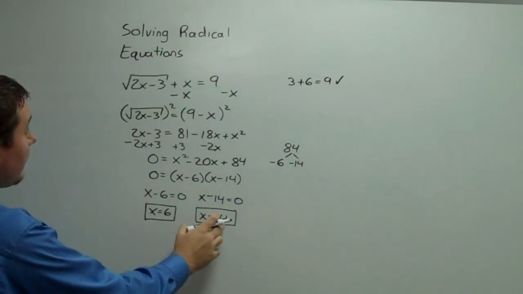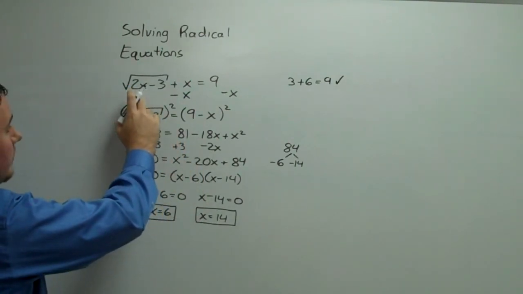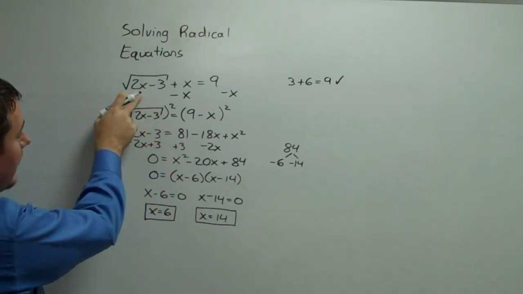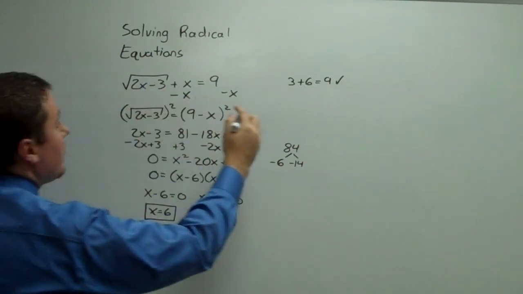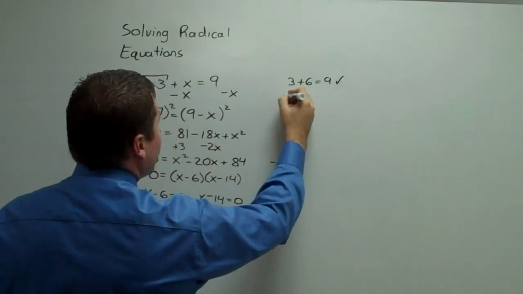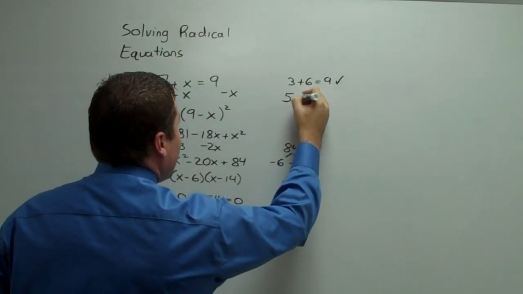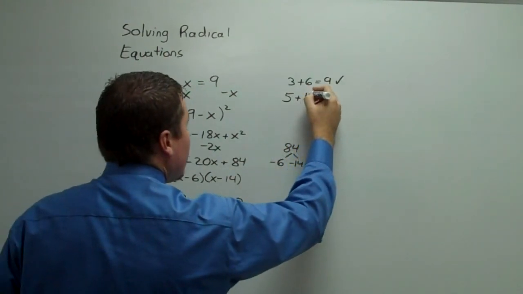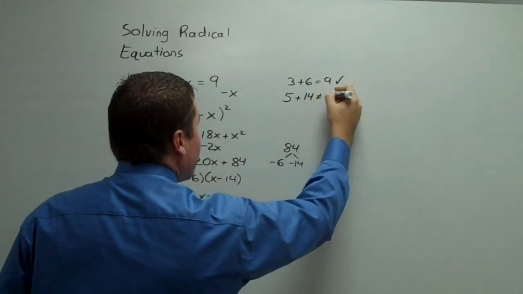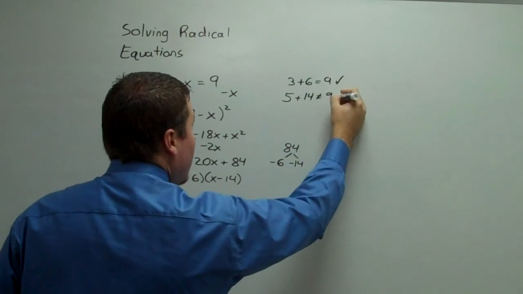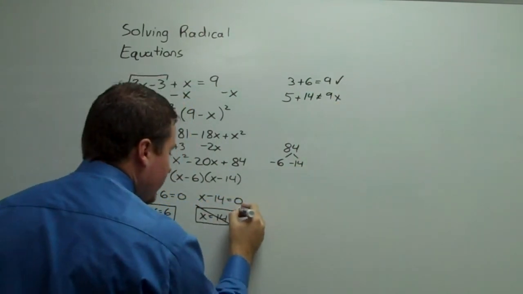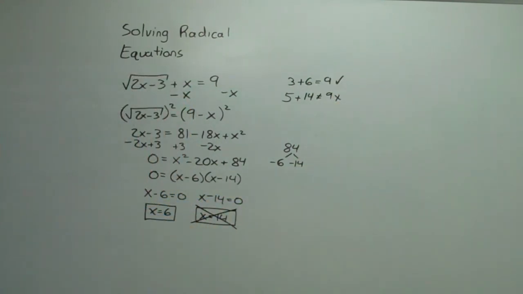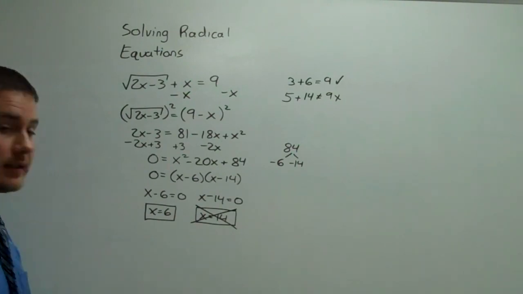Now let's try 14. 14 times 2 is equal to 28. 28 minus 3 is 25. So the square root of 25 is 5, plus 14. That does not equal 9. So this is not a solution. We must reject it from our solution set. So therefore the only solution is x equals 6.